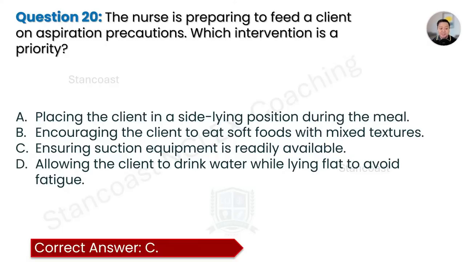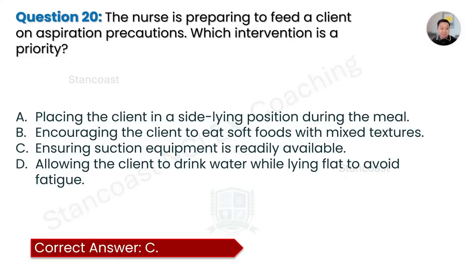And so your clue in this question is aspiration precautions. So you have to prioritize actions that ensure client safety in case of aspiration. So again, make sure that you have this equipment. Now, we have letter A as one of the incorrect options. The side-lying position is not safe for feeding, and this can increase the patient's risk for aspiration. And so they should be placed in an upright position during the mealtime.